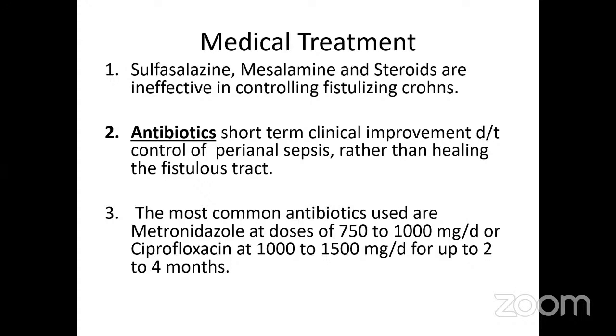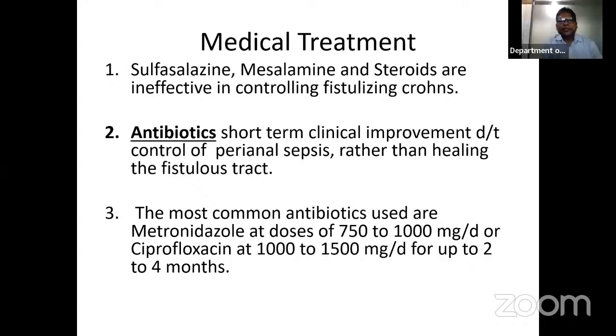Medical treatment. Sulfasalazine, mesalamine, and steroids are ineffective in controlling fistulizing Crohn's, though for active Crohn's inflammation, like in the small bowel, they are one of the mainstays of treatment as a first-line drug. But for fistulizing Crohn's, they are ineffective.